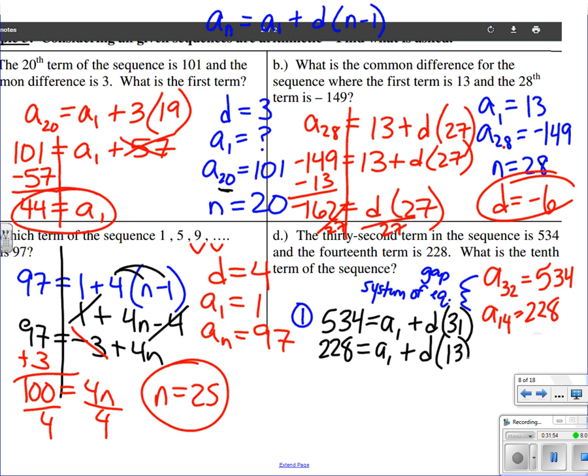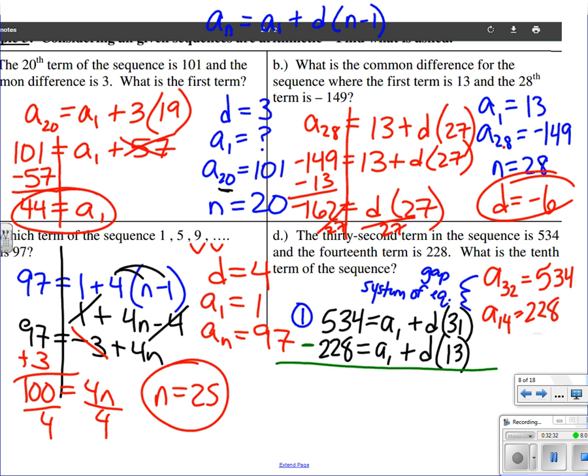It's okay if you don't, but does anybody remember what you do with those? You could, but you'd have to move some stuff around, so there's an easier way to do it. That's one way to do a system. You have to do something with those. Okay, here's what you do. You subtract them. You subtract them. So we need to do 534 minus 228.